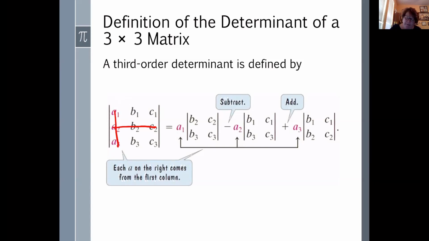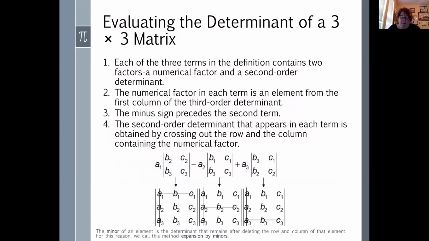Then you're going to take A3 and you're going to cross out the row and column that contains A3. You're going to multiply A3 times the determinant that's left over when you cross it out, B1, C1, B2, C2. So this is another way of finding the determinant of a 3x3 matrix. And this is the most complicated way to do it, and it's the one that's fraught with the most chances of making sign errors in it. Okay, so here is the explanation for finding a 3x3 determinant using this cofactor method.